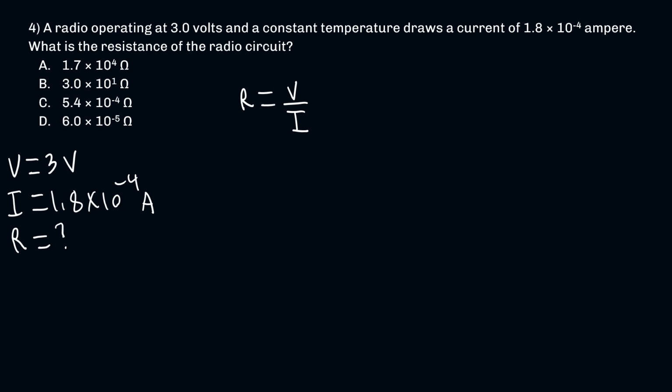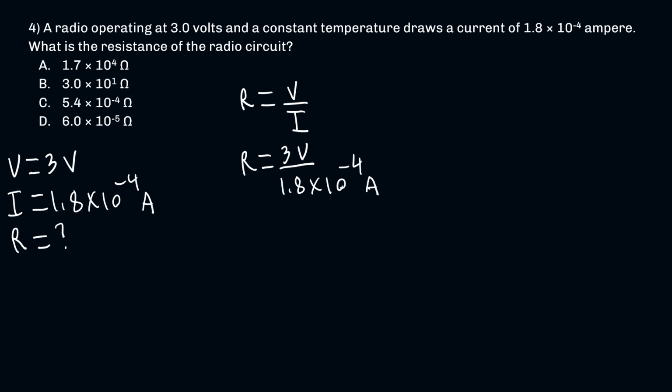So I have here R is equal to my potential difference or voltage, 3 volts, over my current, which is 1.8 times 10 to the negative fourth amperes. All I'm going to do now is plug this into my calculator. Just make sure you're careful when plugging in the scientific notation. So when I plug this in, there's 3 over 1.8 times 10 to the negative fourth.